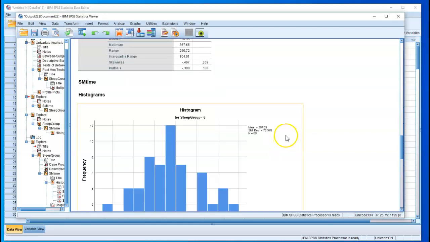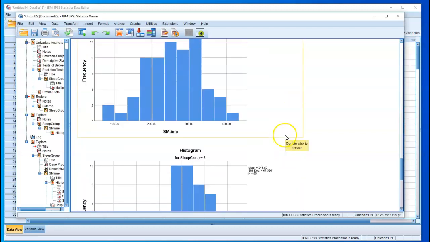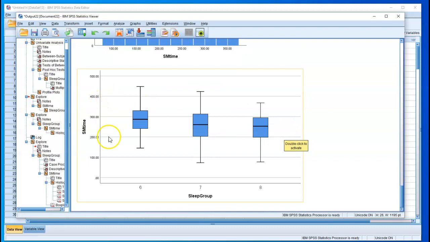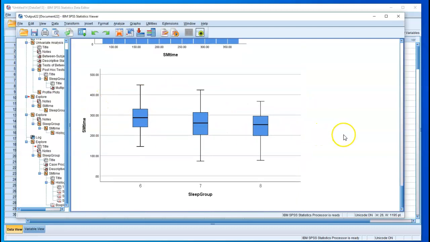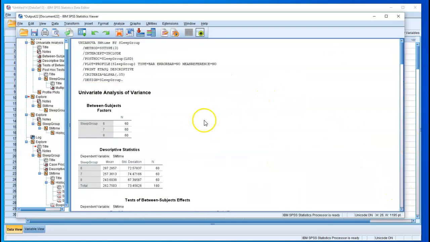And then I get a bunch of descriptive statistics, histograms for each group, as well as box plots for each group to help you interpret and look at your data. All right, and that is all you need to run your analyses for SPSS. But again, if you need those effect sizes, you'll need to use a different program as well.